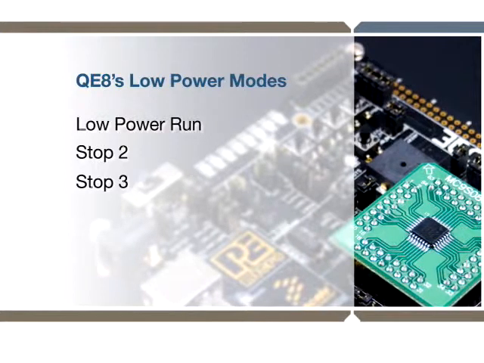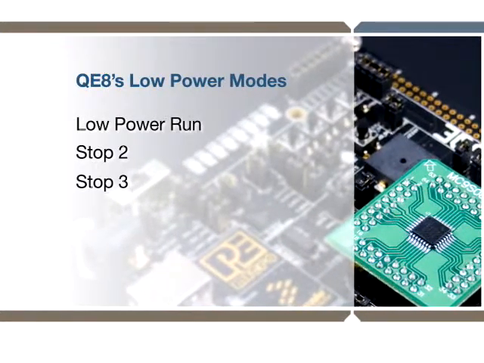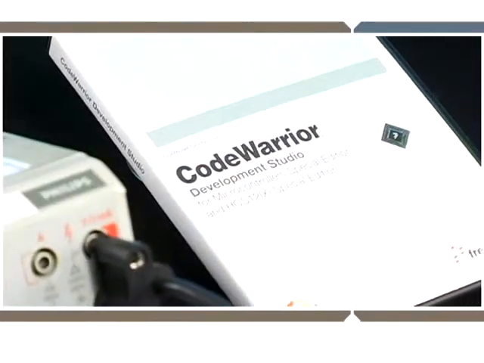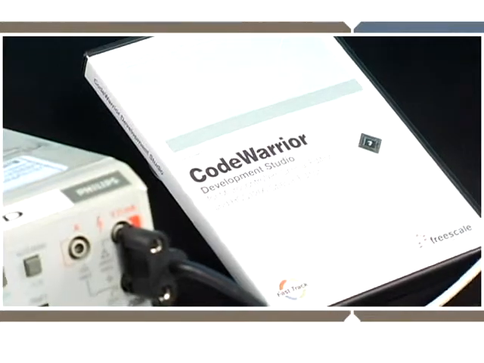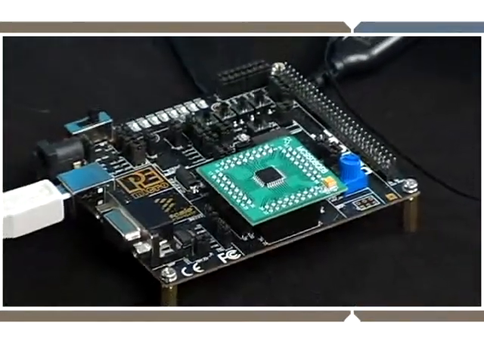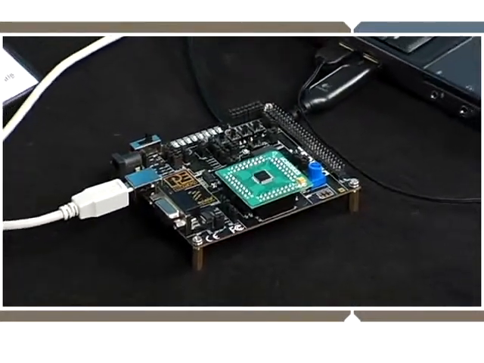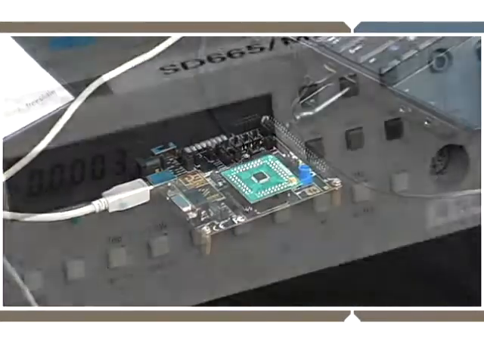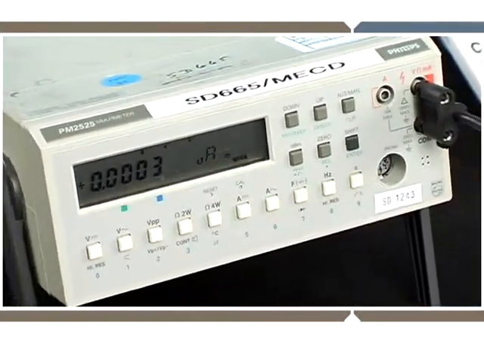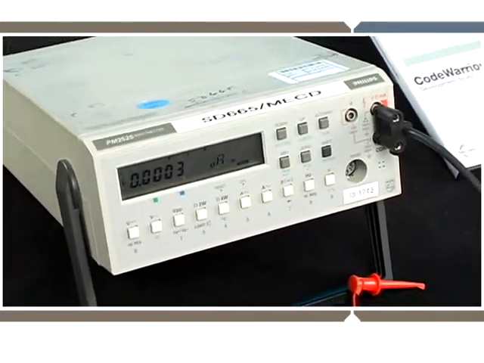This lab exercises 3 of the QE8's low power modes: low power run, stop 2, and stop 3. During the lab, we will be using Freescale's CodeWarrior IDE version 6.1 in conjunction with the demo 9S08QE8 demo board to load the example software and program the target QE8 processor. We will also be using a high-precision digital multimeter to measure average current consumption of the QE8 and the terminal window application from the Demo QE Toolkit utilities.